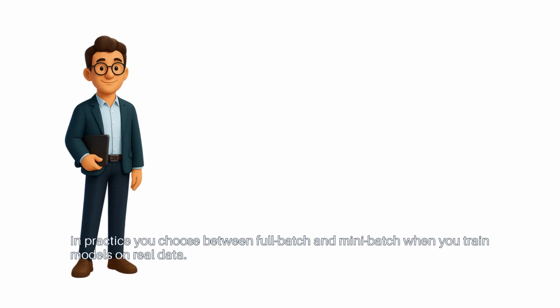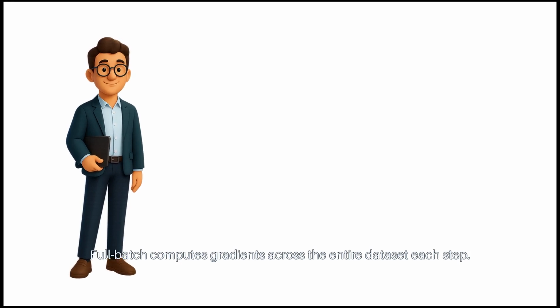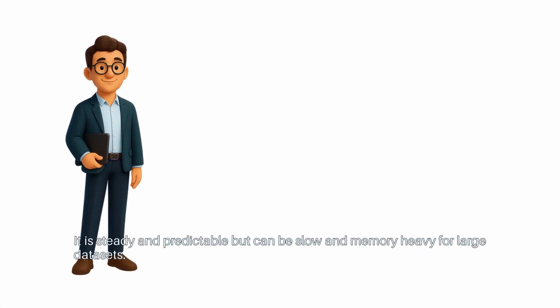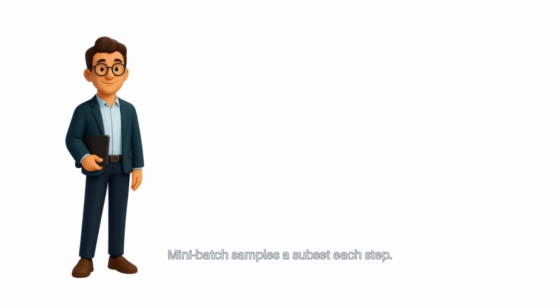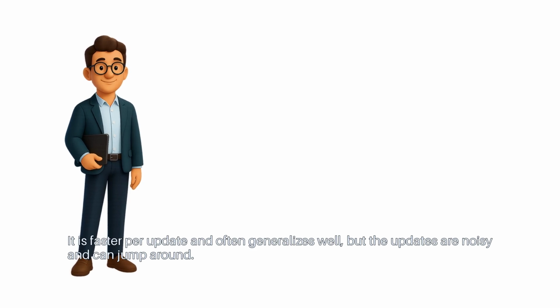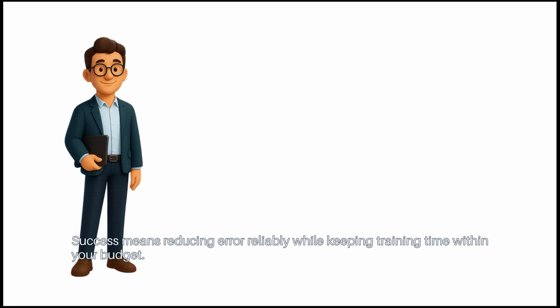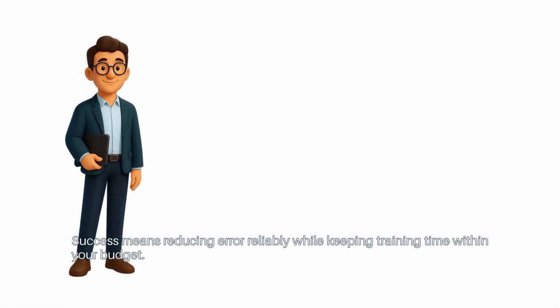In practice, you choose between full batch and mini batch when you train models on real data. Full batch computes gradients across the entire dataset each step. It is steady and predictable, but can be slow and memory heavy for large datasets. Mini batch samples a subset each step. It is faster per update and often generalizes well, but the updates are noisy and can jump around. Success means reducing error reliably while keeping training time within your budget.